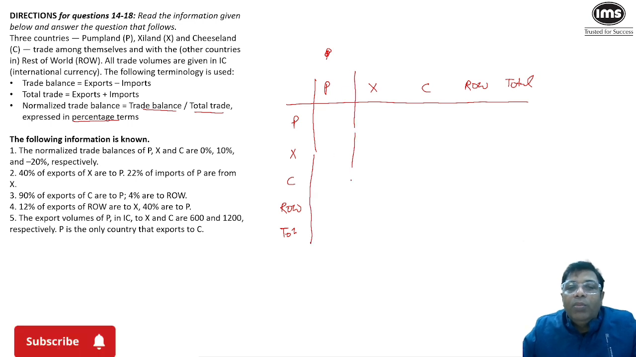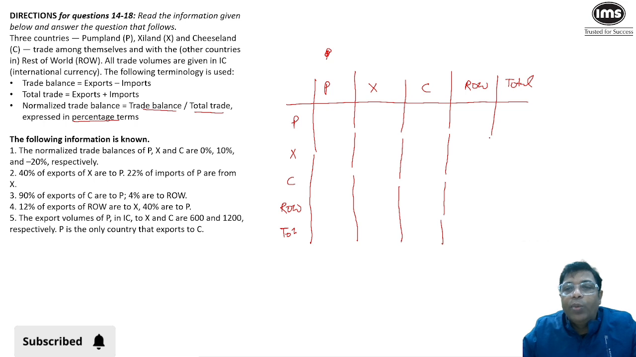So I think in most of the DI sets, if you can structure the problem well, then your 50% job is done. And that is what you have to learn by practicing a lot of DI questions. What is the best way to structure that set?